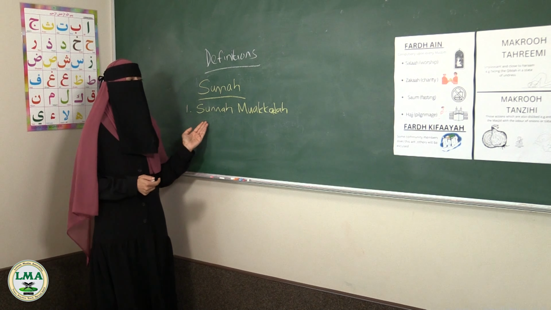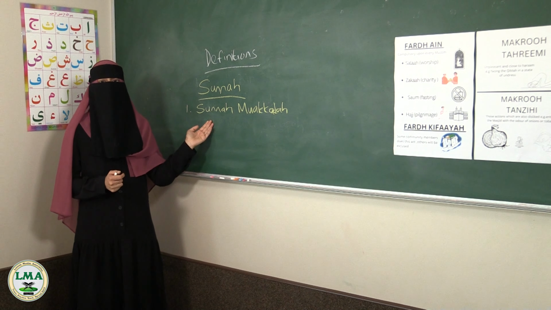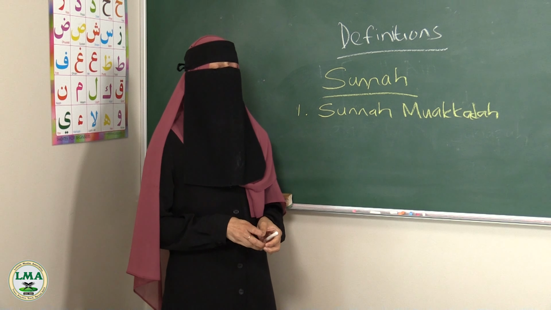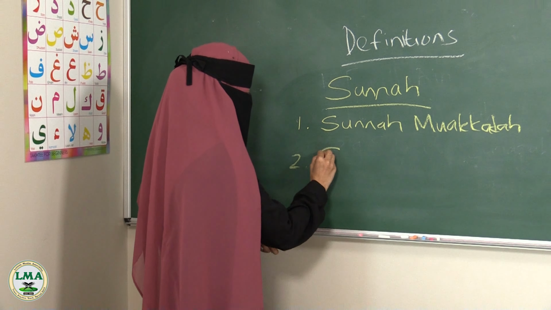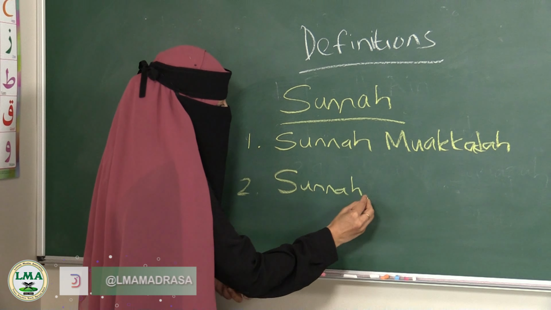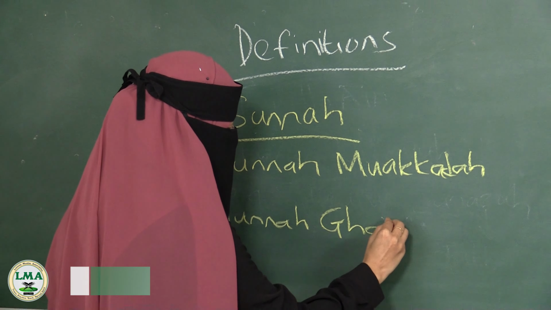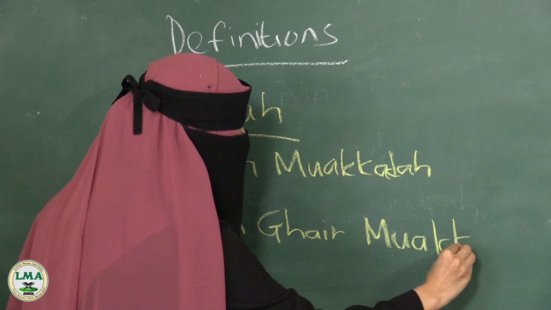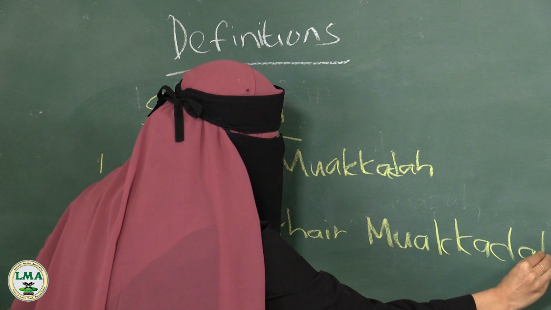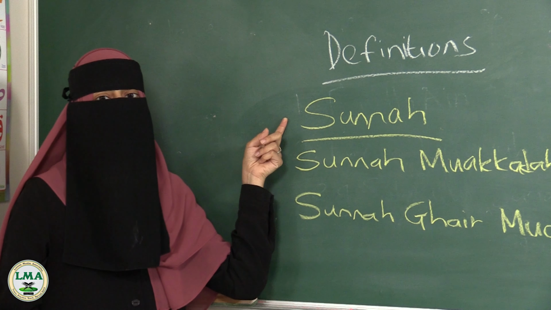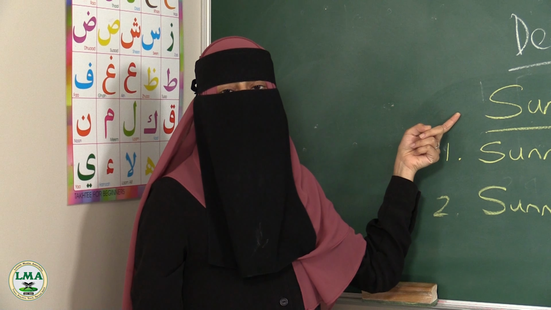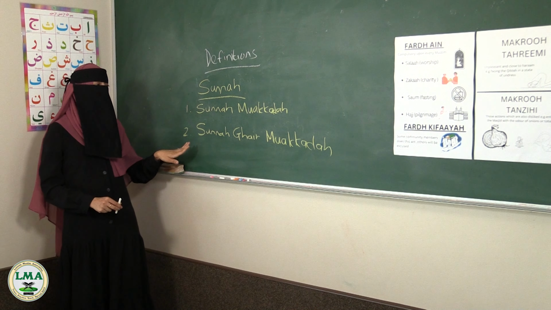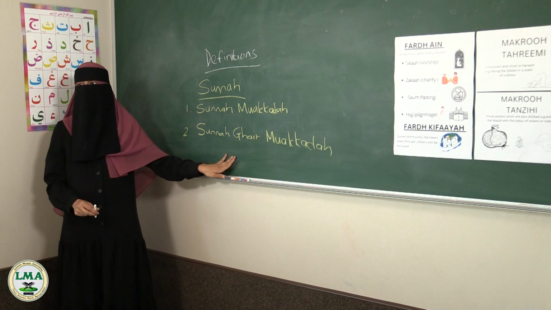So Sunnah Mu'akkada are those actions which Nabi Kareem Muhammad sallallahu alaihi wasallam has done continuously, like the 2 rakats Sunnah Mu'akkada Salah in our Dhuhr Salah. Then we have Sunnah Ghair Mu'akkada. Sunnah Ghair Mu'akkada are those which Nabi sallallahu alaihi wasallam did not do continuously, like the 4 rakat Sunnah Ghair Mu'akkada in our Asr Salah. So let's go through that again. Sunnah Mu'akkada are those actions which our Nabi Kareem sallallahu alaihi wasallam has done continuously. And Sunnah Ghair Mu'akkada are those actions which our Nabi Kareem sallallahu alaihi wasallam has not done continuously.